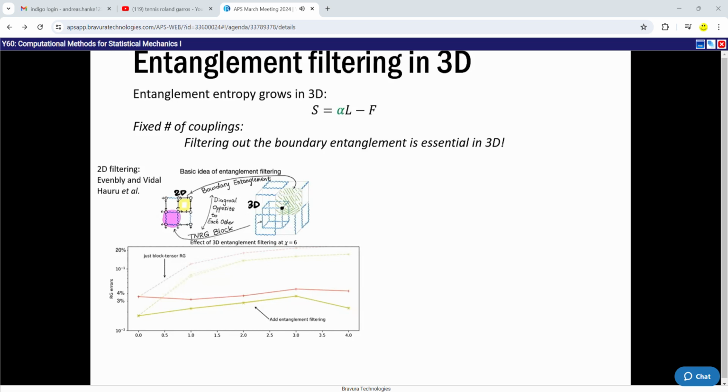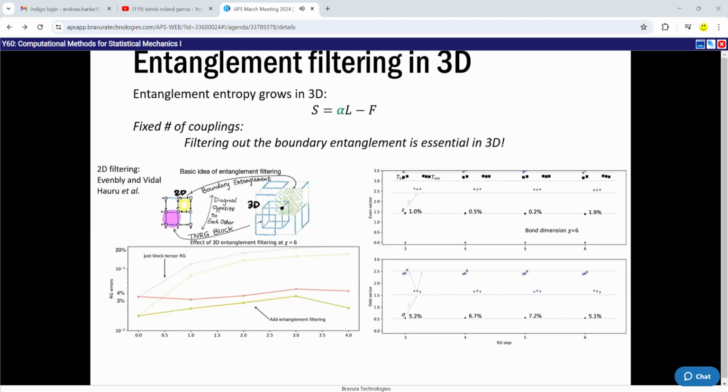Here I show again the RG error flow before adding any entanglement filtering and after adding entanglement filtering. And you realize that instead of shooting up very fast to like 10%, if you add this filtering, the RG error will remain at about 3 or 4%. And this indicates that you can approach the critical fixed point tensor.